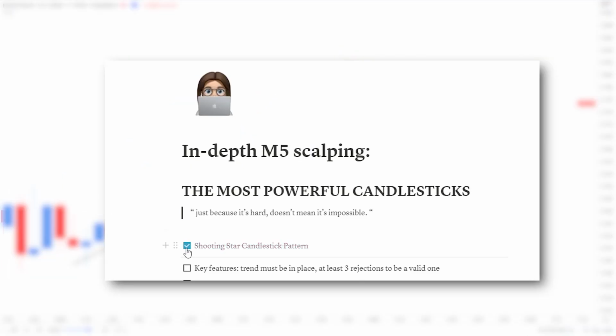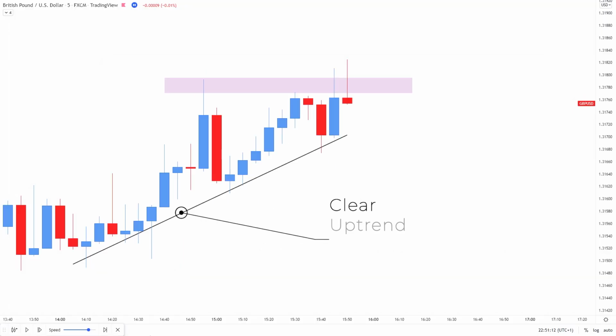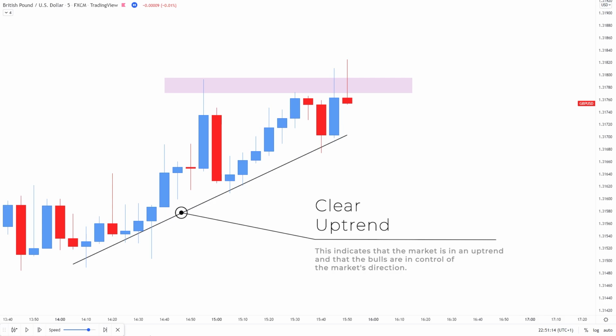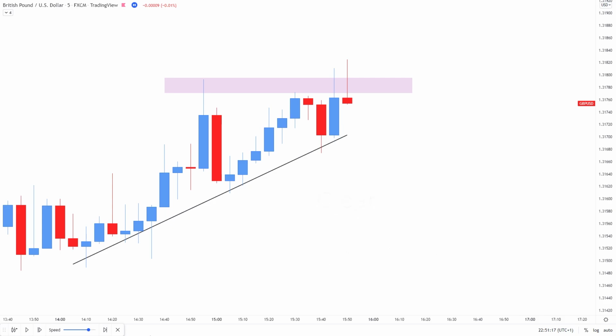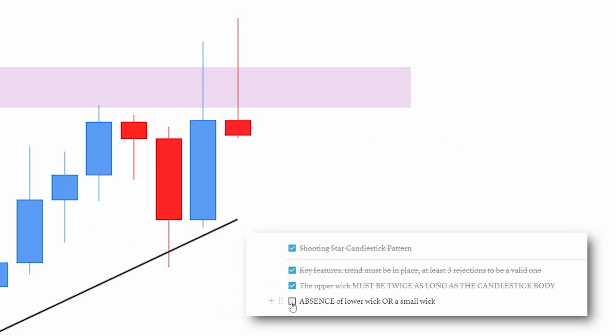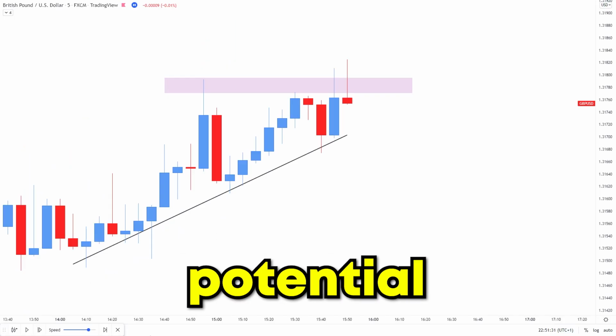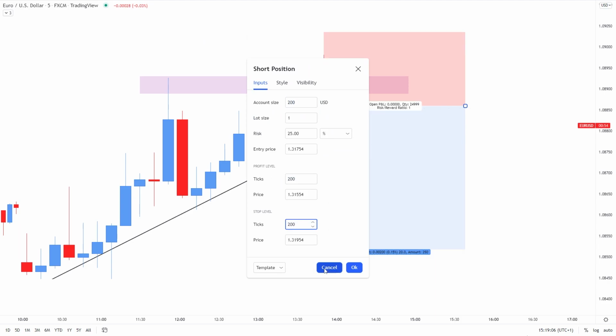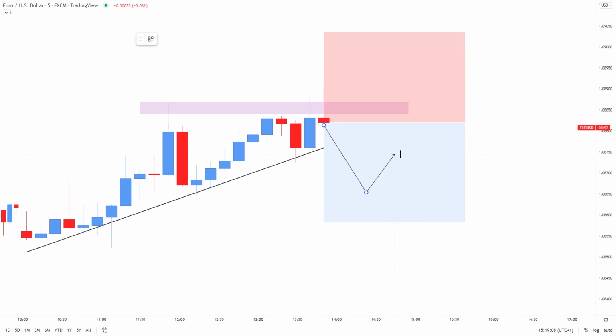It is necessary to have an established current uptrend in place in order for a shooting star candlestick pattern to be valid. This indicates that market is in an uptrend and the bulls are in control of the market's direction. The length of the upper wick must be twice as long as the length of the actual candlestick body. And in most cases, the absence of a lower wick or the presence of a super small lower wick is both indicators of a potential reversal of the market trend. So because of this, traders should consider taking a sell position once the bearish pattern is confirmed.